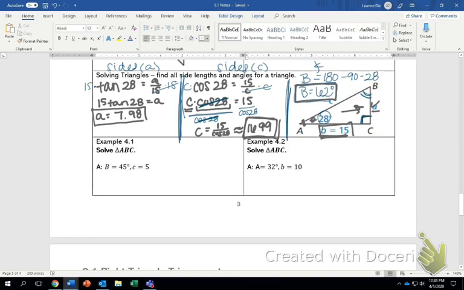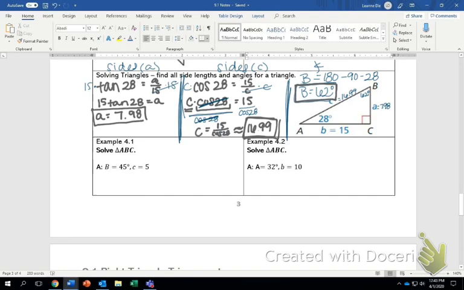If you wanted to, you could fill it in over here. So we could say B is 62 degrees, A is approximately 7.98, and C is approximately 16.99. So if you wanted to put it on the triangle, you can. Again, it's not a huge deal.